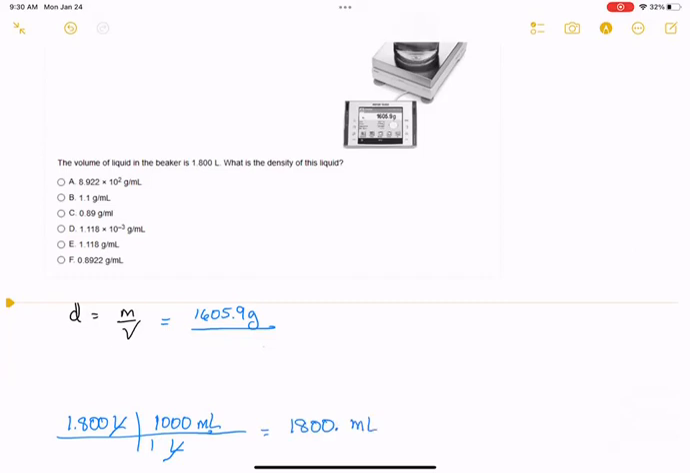And this comes out to be 1,800 milliliters. So I'll take that 1605.9 grams and divide it by 1,800 milliliters. And I get 0.8922 grams per milliliter. So in answer to this question, it would be F in this particular case.